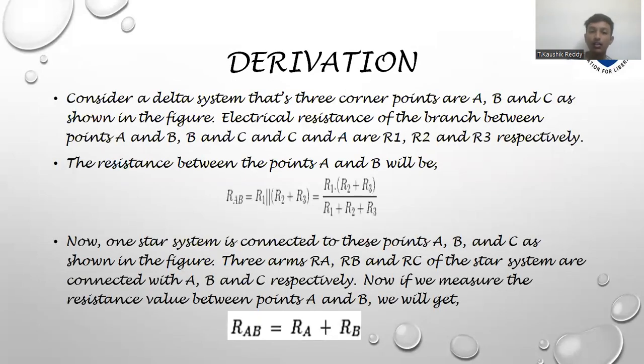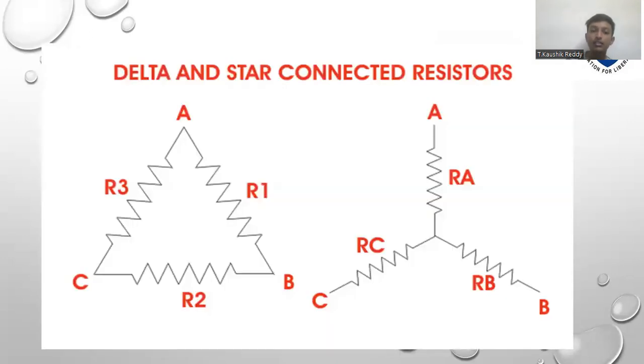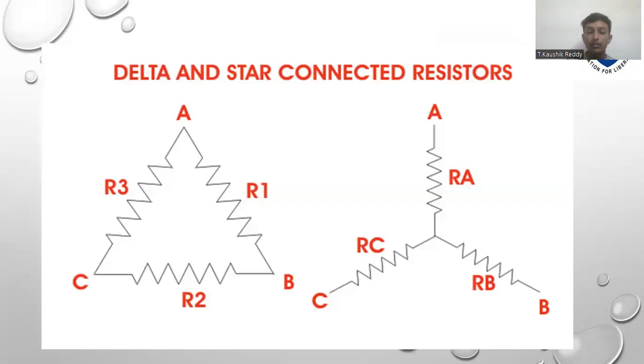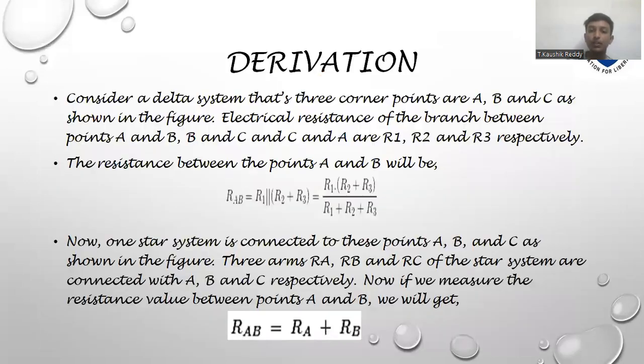So, the derivation. Consider a delta system that has three corner points A, B, C as shown in the figure. Between A and B there is a resistance R1, between B and C there is a resistance R2, and between C and A a resistance R3.